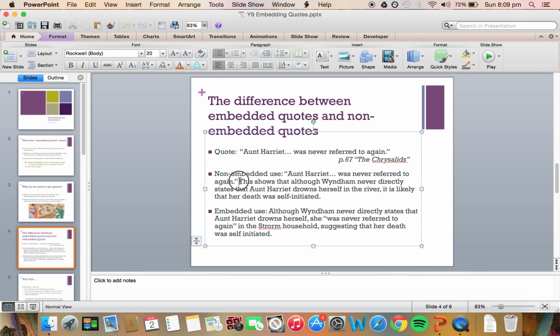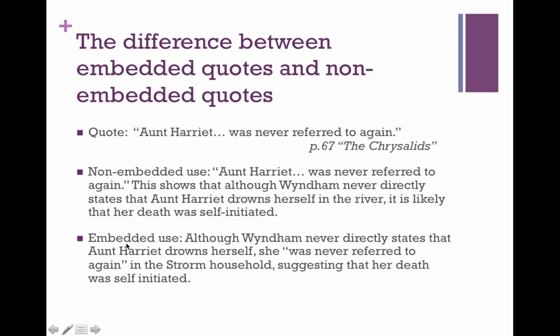This is wrong because we need our quotes to be part of a sentence that we've already made. It means that we're using it in a fluid manner. Our example is below. With embedded use, we see, although Wyndham never directly states that Aunt Harriet drowns herself, she was never referred to again in the Strom household, suggesting that her death was self-initiated.